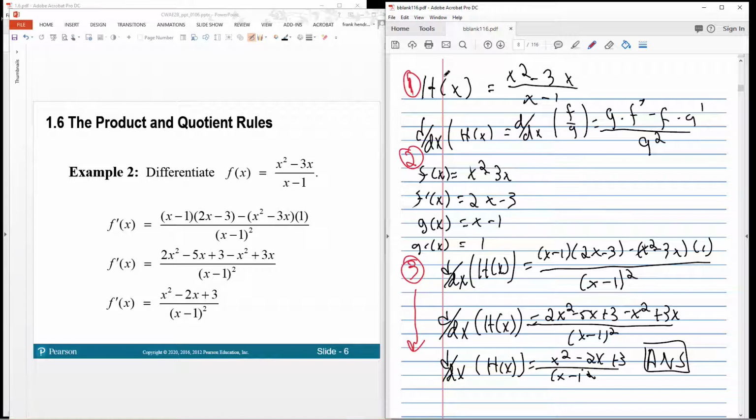So the first thing I did, I wrote out my formulas here: the original function, then how I'm going to describe the derivative of it. Then I assign values to my variables here. And then I substitute back into the derivative function to find the derivative. Then I simplify it. Go back to the previous one.